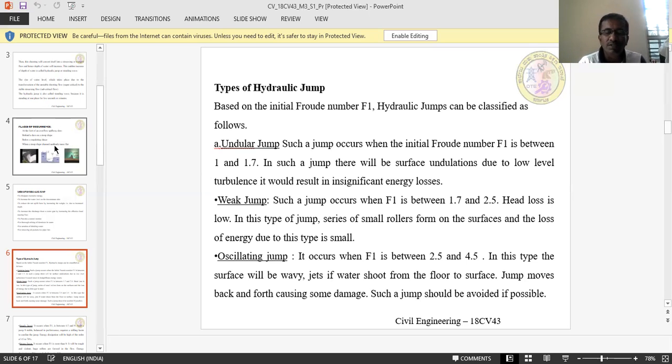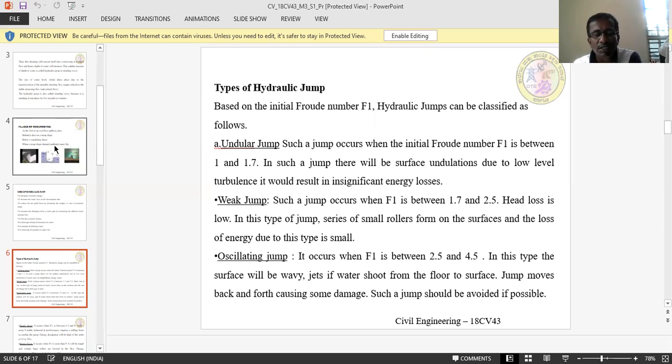Weak jump: if the value of F1 is between 1.7 and 2.5, then it is a weak jump. The head loss is low, the loss of head will be less. In this type of jump, a series of small rollers form on the surface and the loss of energy is small. Here, some amount of energy will be lost since small rollers of turbulence are generated in this particular case.